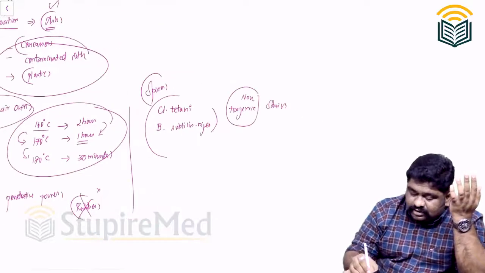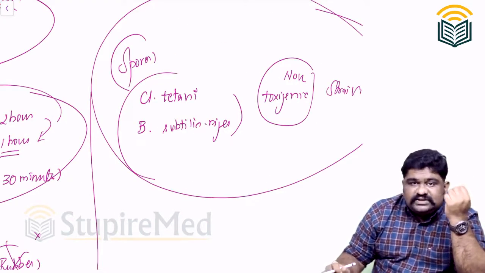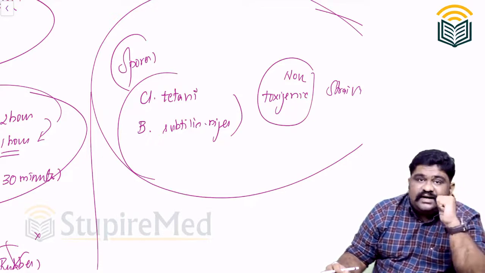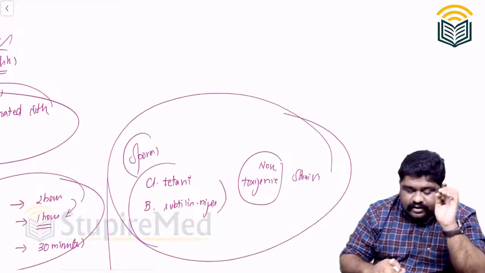So, please remember these two structures: the spores of Clostridium tetani and spores of Bacillus subtilis niger subspecies can act as a control for your sterilization by hot air oven, that is, by dry heat.